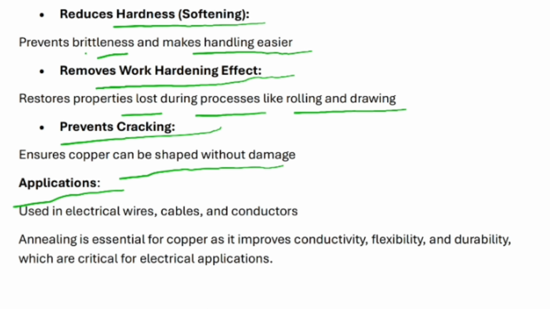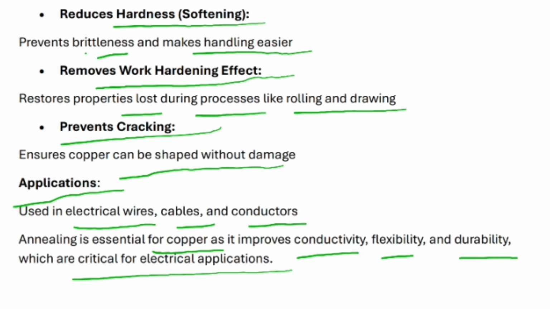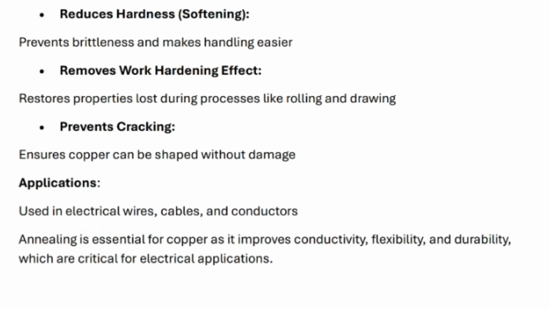So coming to the applications, we can use it for electrical wires, cables and conductors. One more good essential characteristic: annealing is essential for copper, which will improve the conductivity, flexibility, durability, which are crucial for electrical applications.